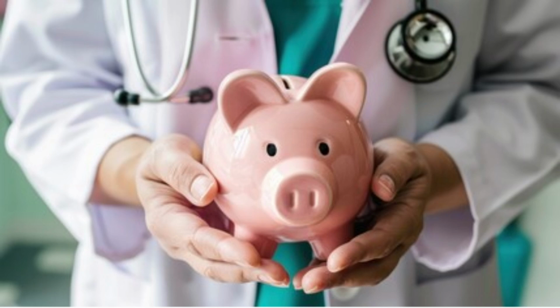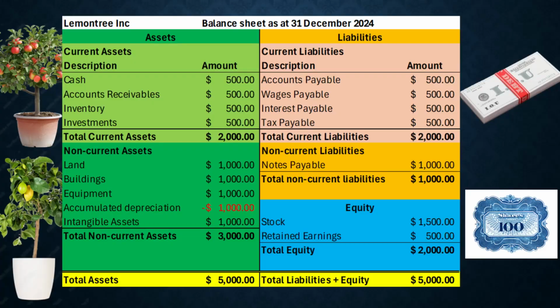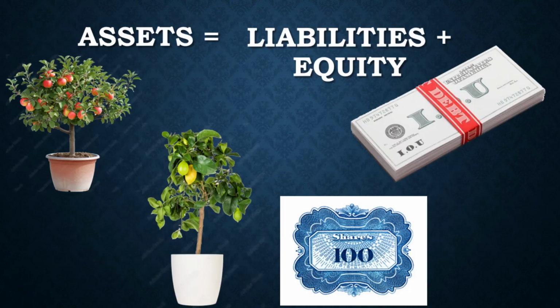For a business, the balance sheet is a snapshot of the financial health at a particular point in time. On the left-hand side, you have assets, which is everything the company owns, like cash, equipment, and inventory. On the right-hand side, you have liabilities, which is what the company owes, like loans or bills. And finally, then there's equity, which is the owner's share after subtracting the liabilities from the assets. Again, it follows the formula assets equals liabilities plus equity. This helps stakeholders understand the company's financial position.